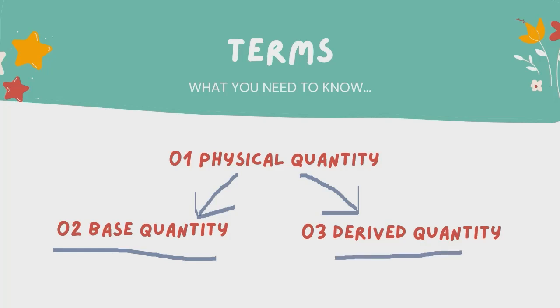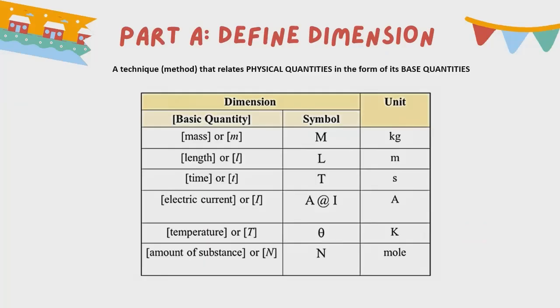Okay, other than these seven physical quantities, they are all called derived quantity. Okay, derived quantity, you can derive it based on basic quantity. Okay, as long as you have formula for it, it is a derived quantity. Okay, so take note on these 3 terms. So part A is where we define dimension. So what is dimension? Dimension is actually a technique or a method, okay, which relates physical quantities.